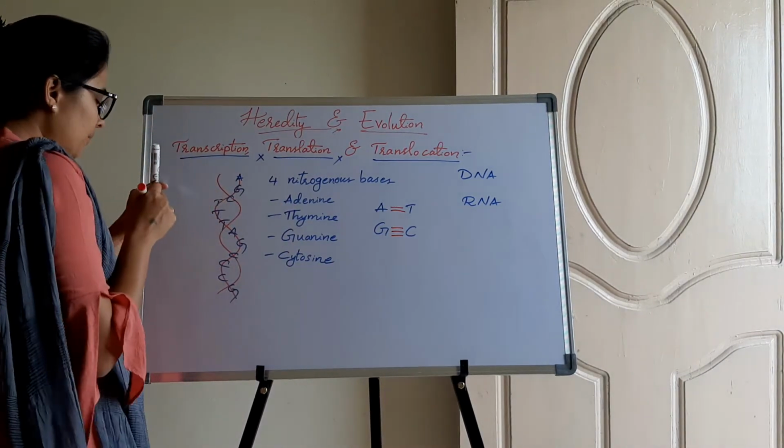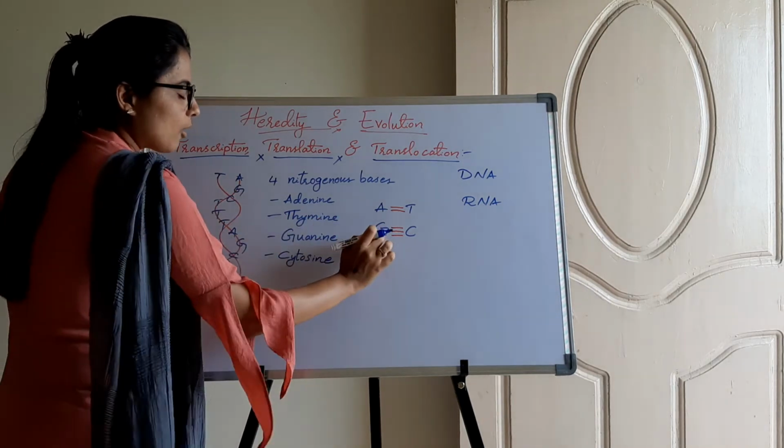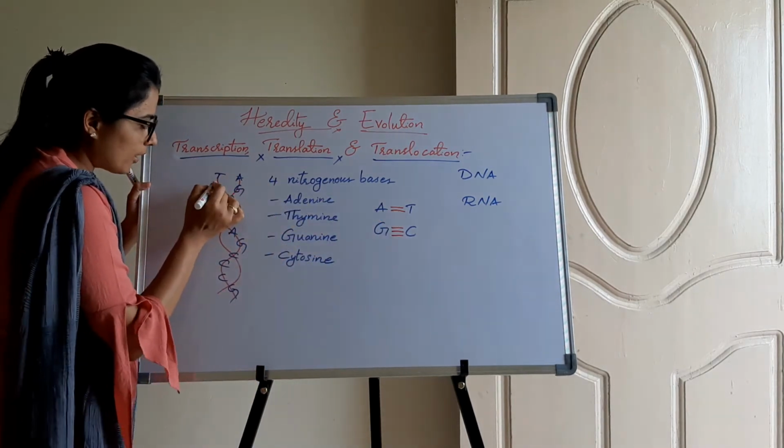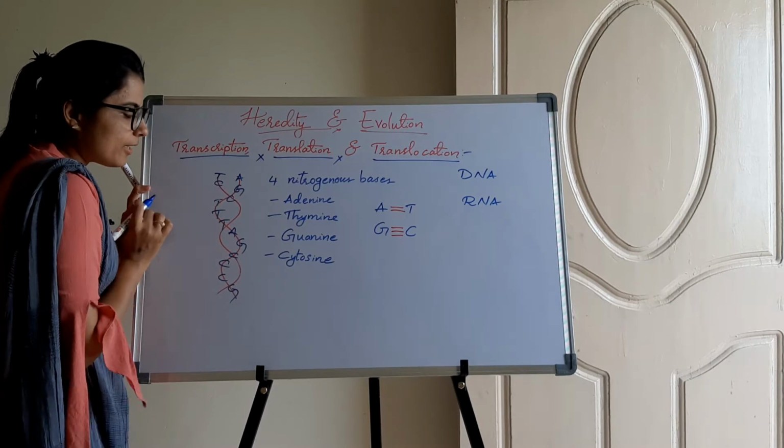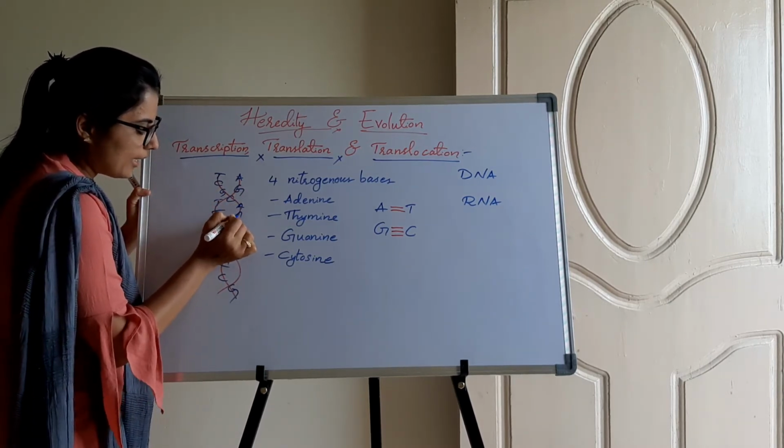Complementary to the adenine it will be thymine. Complementary to the guanine, here it is guanine, so it will be cytosine. If it is cytosine, it will be guanine. Thymine, here adenine.